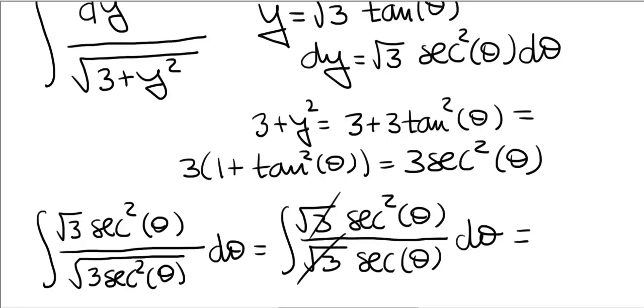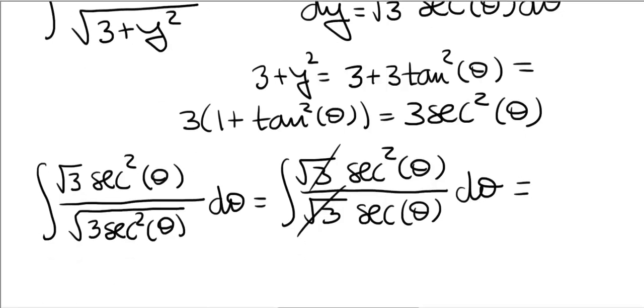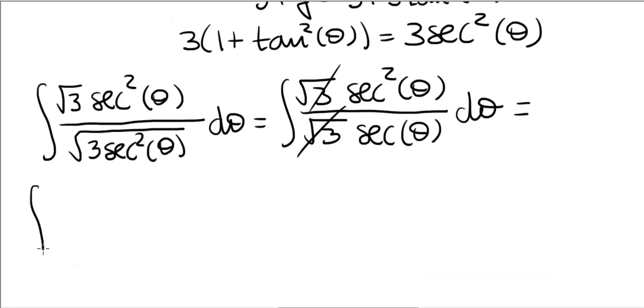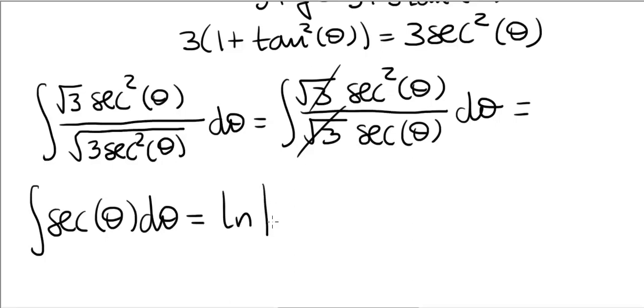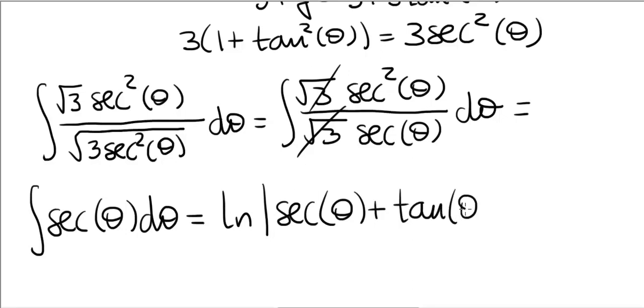Secant squared of theta over secant of theta is just secant of theta. That's all we have left, the integral of secant of theta. That's the result that we needed at the beginning. That's natural log of absolute value of secant of theta plus tangent of theta. And let's add a constant and call it C1. Now we're not done yet.